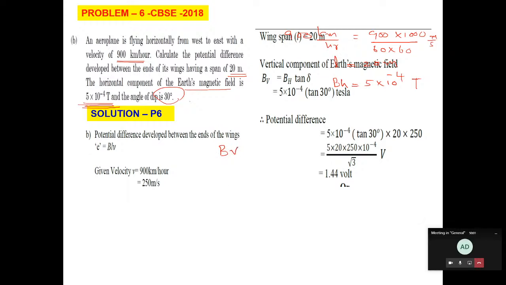We know that BV divided by BH is equal to tan delta. So BV equals BH tan delta. The vertical component will be equal to the horizontal component multiplied by tan of the dip angle. So you get the vertical component. Then by using the relation E equals BLV, we can find out the voltage as 1.44 volt. Is it okay?